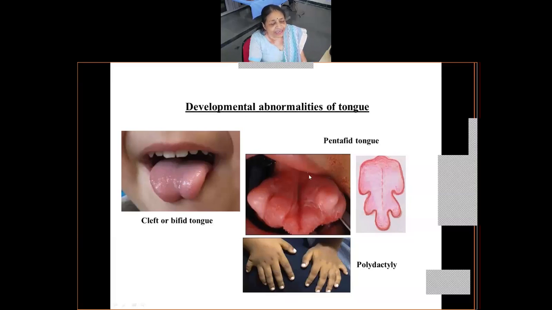Okay, it is because of the neural crest cells. They migrate, and if they are not migrating properly, if they are migrating in different directions, then there will be different regions, and you can get a pentafid tongue.